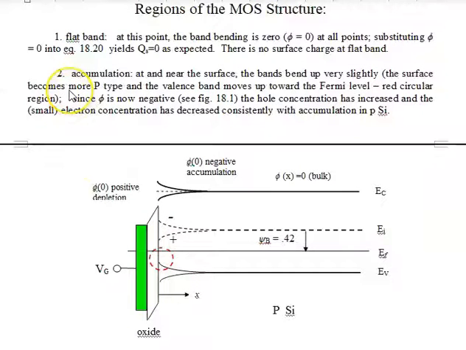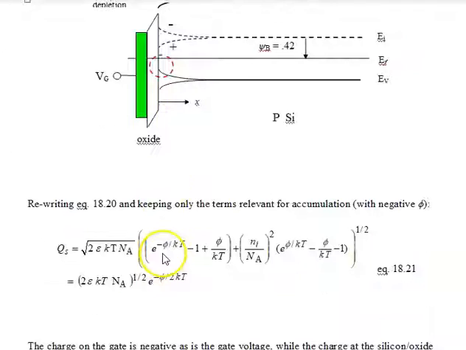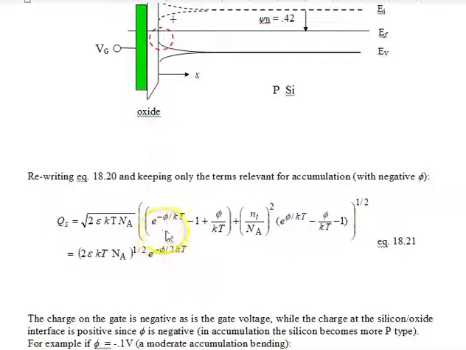Now let's look at accumulation. In accumulation, we have a negative value for phi, so we have bands bending up, everything bends up. The Fermi level is now closer to the valence band edge at the surface, and we expect, well, let's see, what do we expect? Phi is negative. This term certainly comes to life. This term is going to be a little bit negative. All of these terms are basically insignificant because this is a really, really small value.